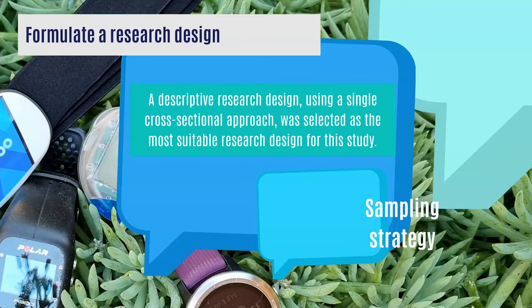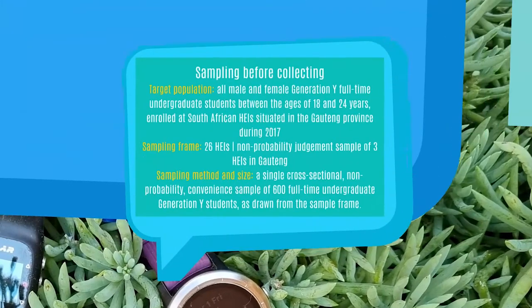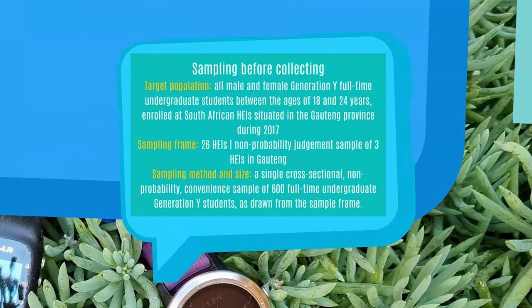Before we can actually get to collecting the data, we need to determine who to collect the data from and where, and this is why you need a sampling strategy. In the sampling strategy, you need to look at your target population. For this study, it was all male and female Generation Y full-time undergraduate students between the ages of 18 and 24 years, and they had to be enrolled at a South African higher education institution in the Gauteng province during 2017, because that's when the study took place.